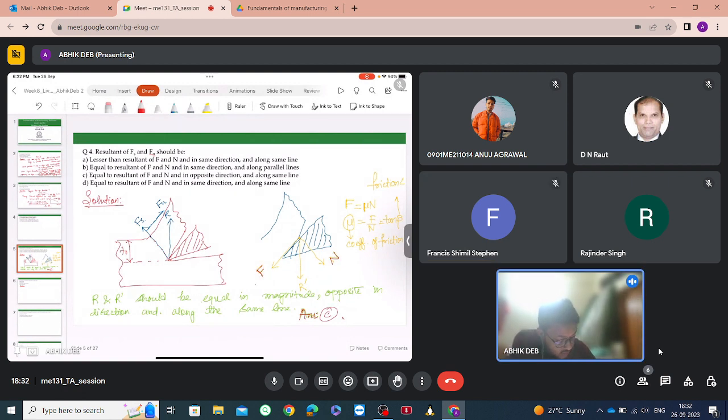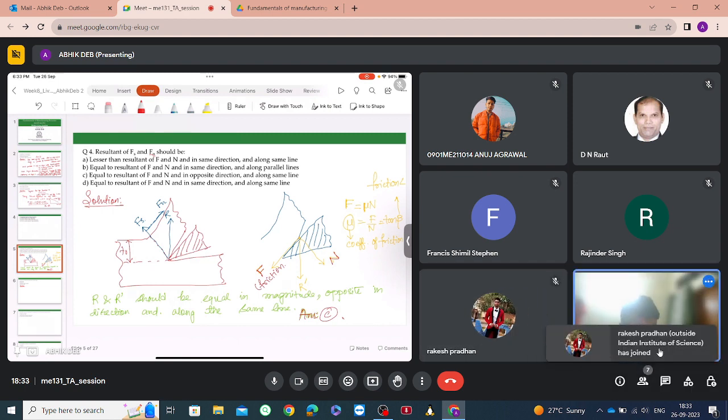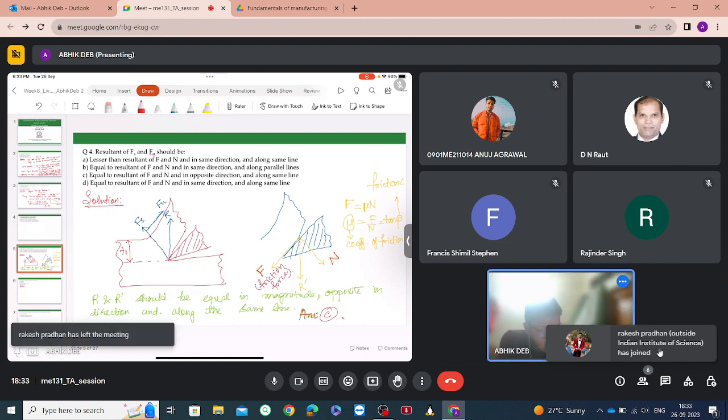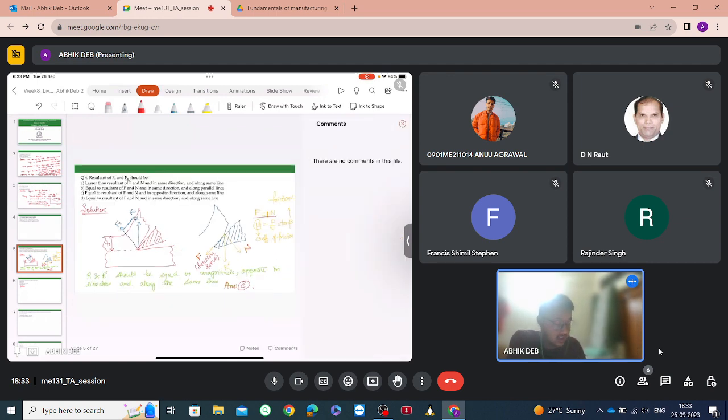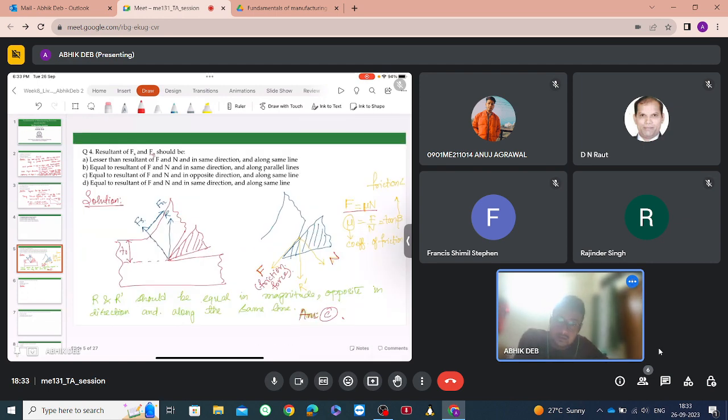So F is the friction force. There will be friction as the chip moves along the surface of the tool. There will be friction between the chip and the tool, right? So that is the friction force between the chip and the tool. And whenever we say a friction force, there is always a normal force associated with it, right? By the relation F equals mu N. So that is the normal force associated with the friction force.